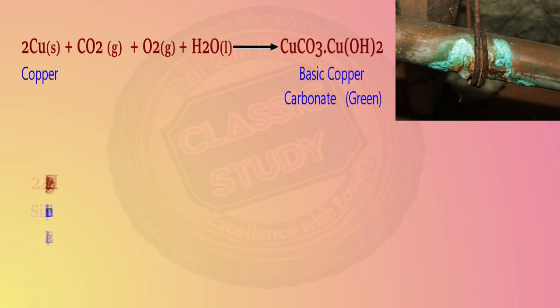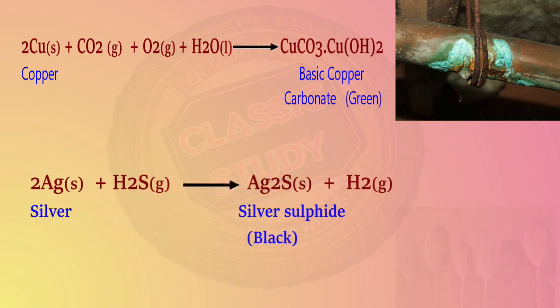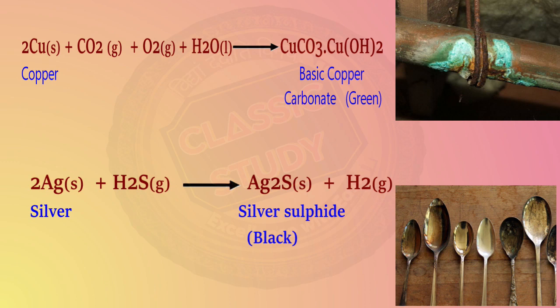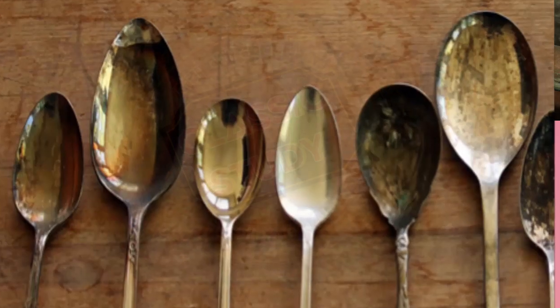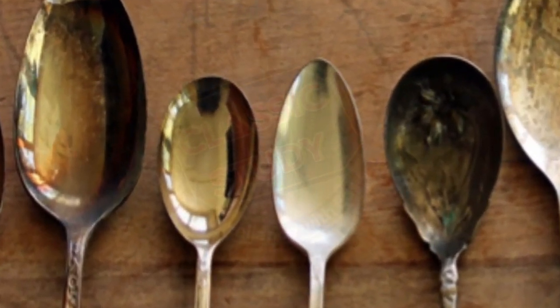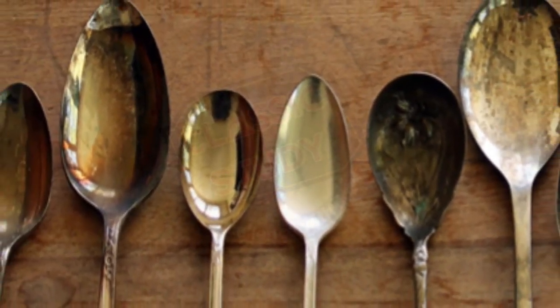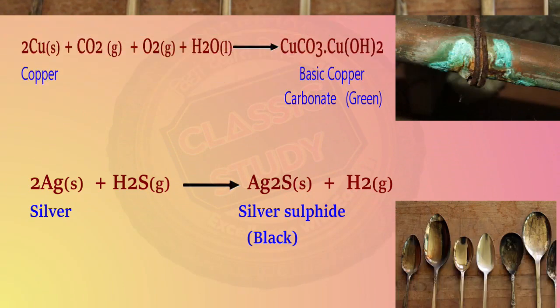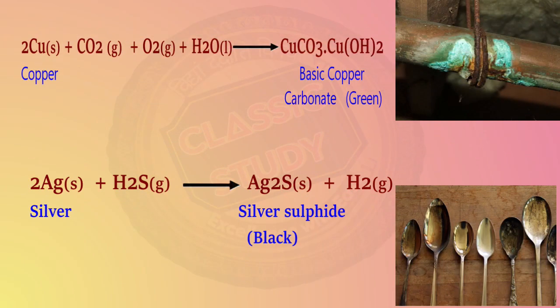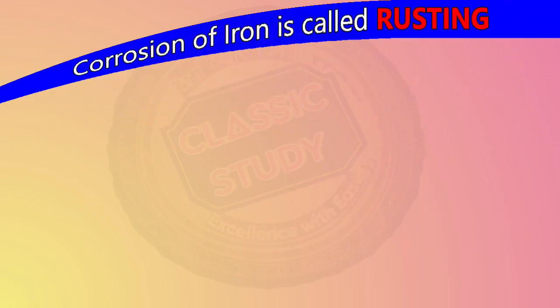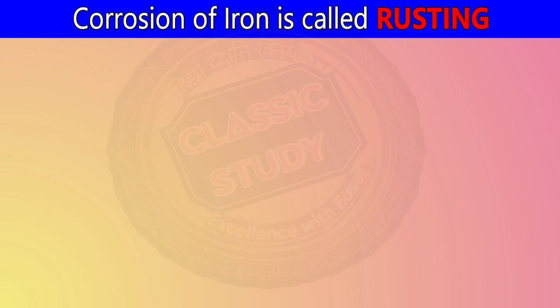Similarly, tarnishing of silver. 2Ag combines with H2S, hydrogen sulfide, leading to formation of silver sulfide, which is blackish in color, plus hydrogen. So exposed silver to moist air turns blackish because of a coating of silver sulfide on top of it, which is called tarnishing of silver. Corrosion of iron is a special case and is called rusting.